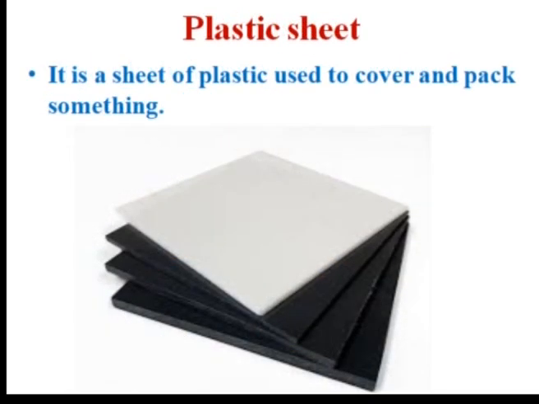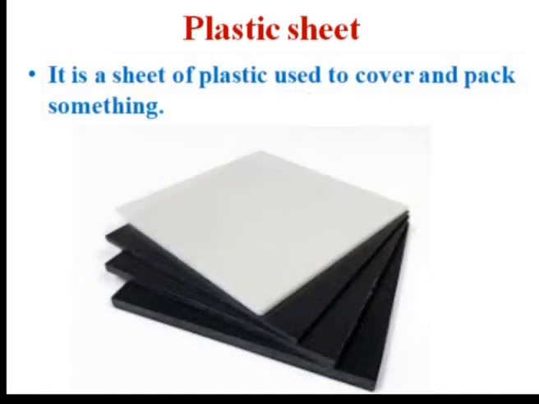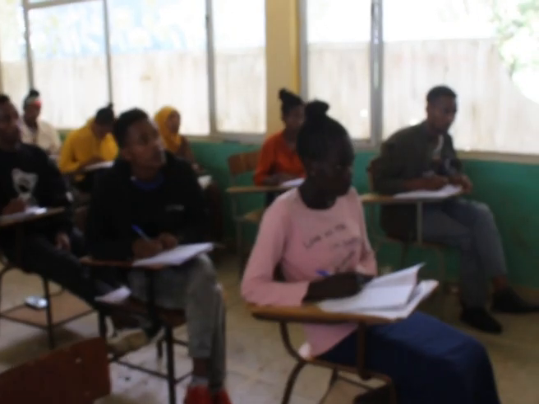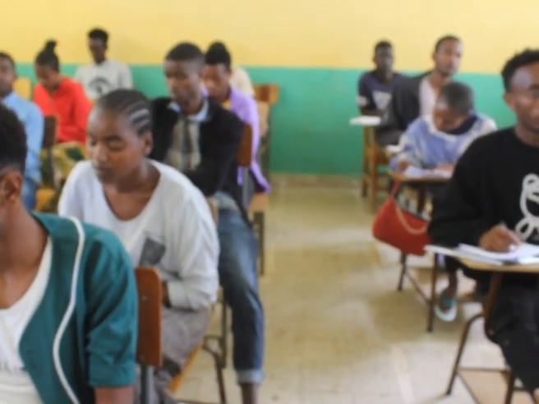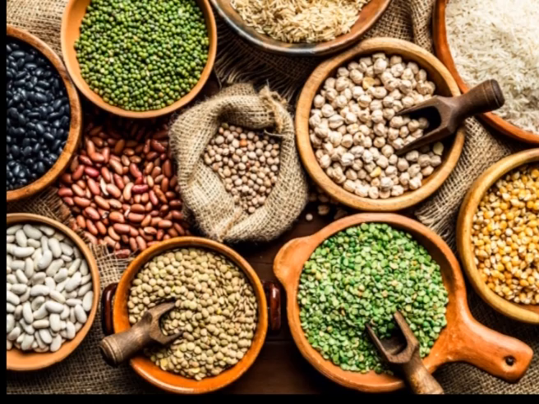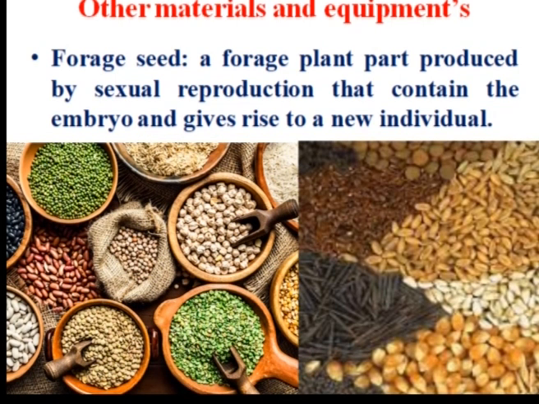Plastic sheet is also another material and equipment used for the forage conservation method. It can be used to cover the inner surface of a pit silo to prevent moisture and air from entering into the silage. Student, in addition to other materials, tools, and equipment, forage seed we can consider just like materials, tools, and equipment. Forage seed is a forage plant part produced by sexual reproduction that contains the embryo and gives rise to a new individual.